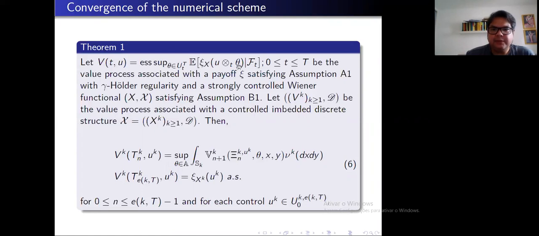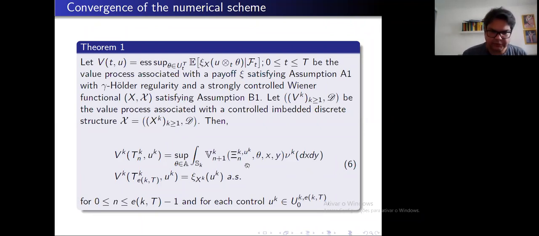Let's assume that assumptions A1 and B1 hold true, and let V^K be the value process associated with the embedded discrete structure X. Then equation 6 holds. What is the meaning of equation 6?